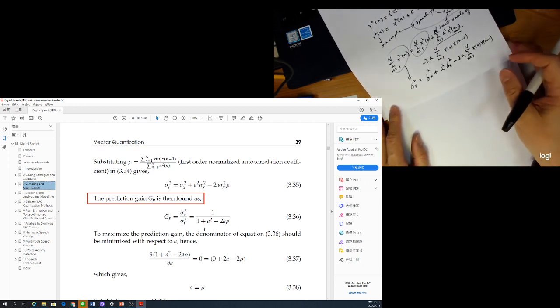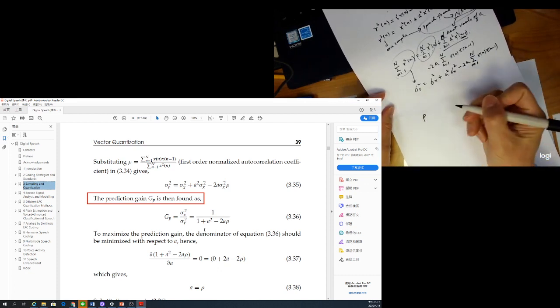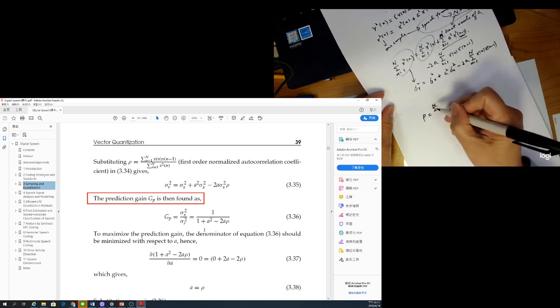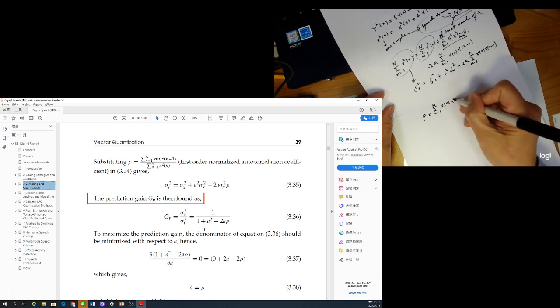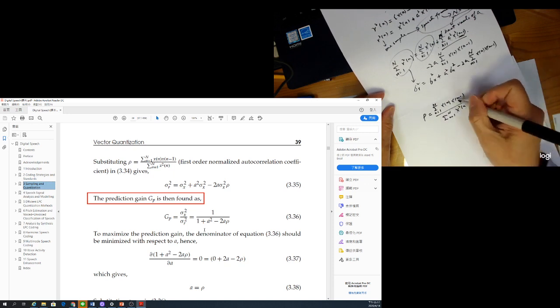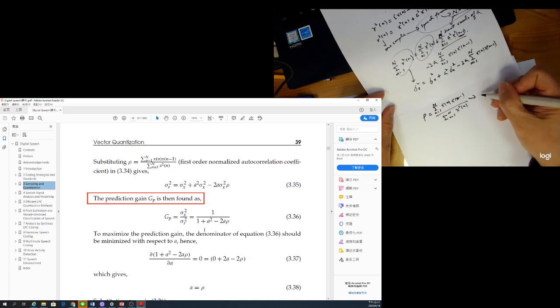So you can see here, they already define another symbol. Here, they call this one normalized. They define another symbol here, because this one is your signal correlation divided by your energy. So this one is a normalized autocorrelation.